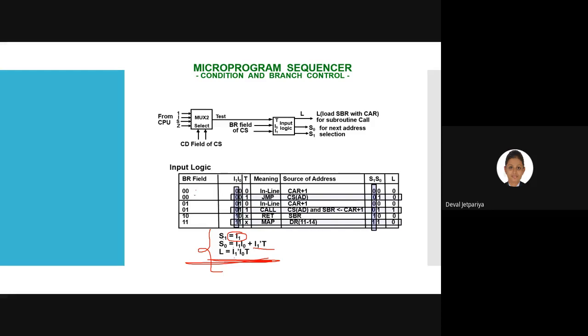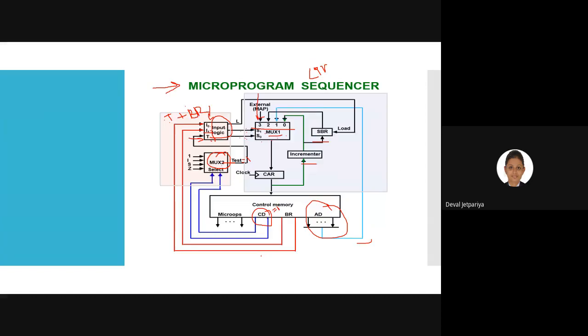So see, the BR field, branch field values are this one. We also know the different values of I1 and I0, like 00, 01, 10 and 11. So with respect to that, we are able to get the values of S1, S0 and L using these three formulas, three combinations. Okay? So that you need to remember.